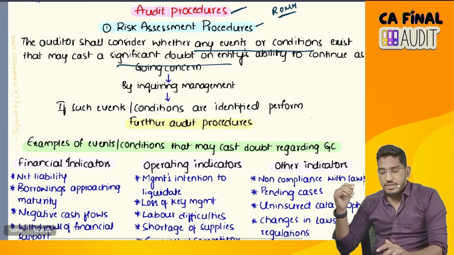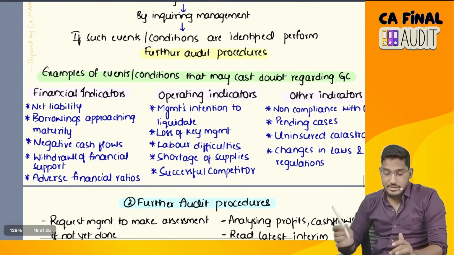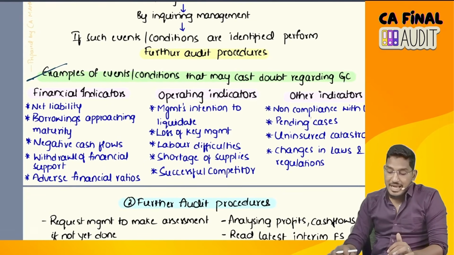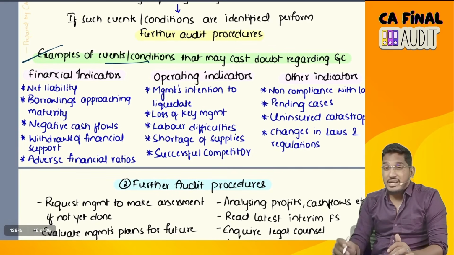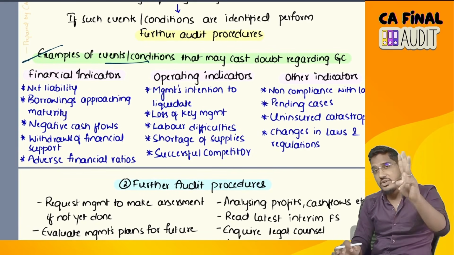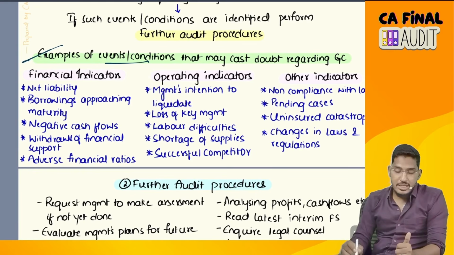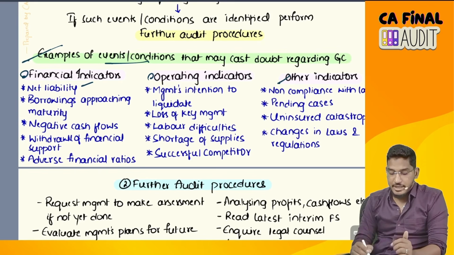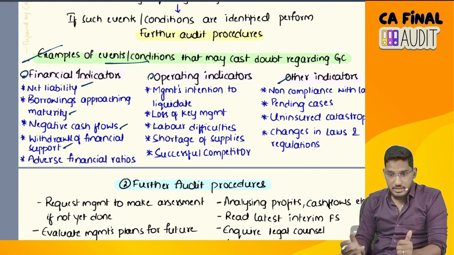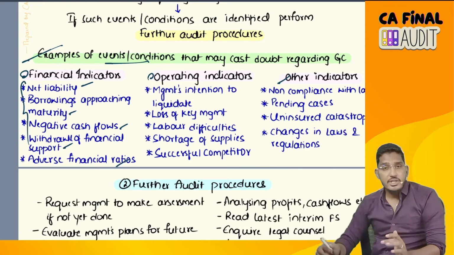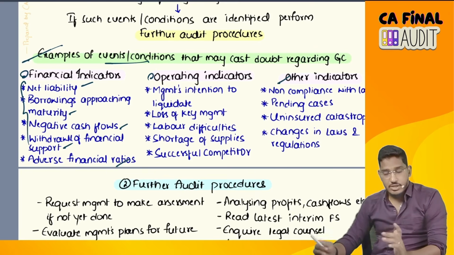Sir, what are examples of events or circumstances which create a doubt regarding going concern? The standard itself has told it. And those indicators, the events or conditions which create a doubt regarding going concern, have been divided into three categories under SA 570. So what are the three categories? Financial indicators, operating indicators, and other indicators. Sir, what are financial indicators? Like net liability position. The company is always having net liability. Borrowings are approaching maturity, but your client has no prospects to repay them. Continuous negative cash flows. Withdrawal of financial support by the suppliers, and financial ratios are very bad. Don't you think if you come across these circumstances, you will get a doubt regarding the ability to continue as a going concern or not? Yes.